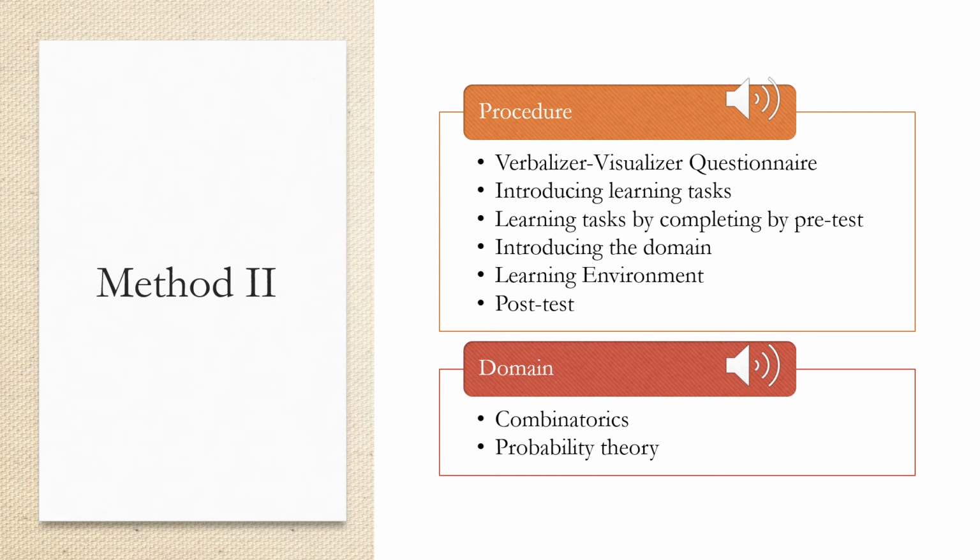The researchers focused on two domains, combinatorics and probability theory. Combinatorics was used to determine the number of combinations that can be made with a certain set or subset of elements. Probability theory was used to calculate the chance that a certain combination will be observed empirically.